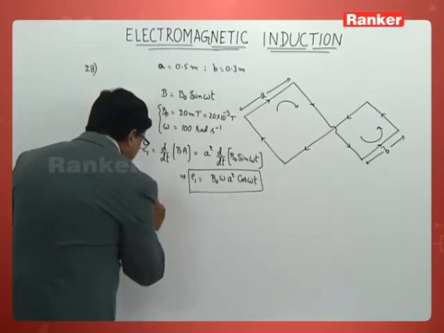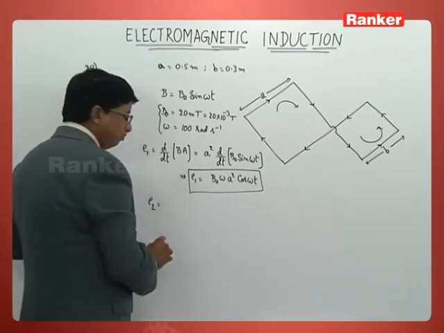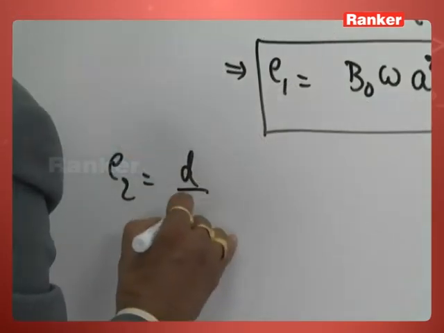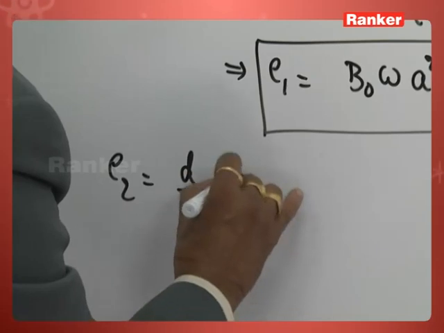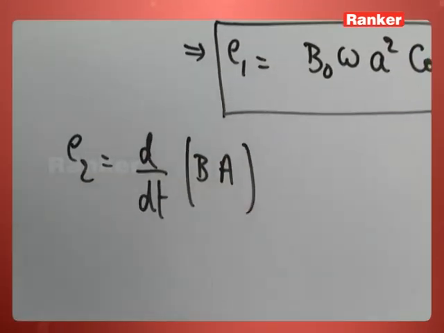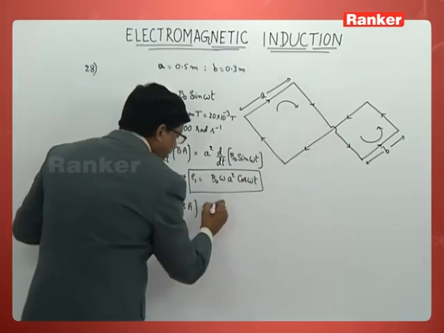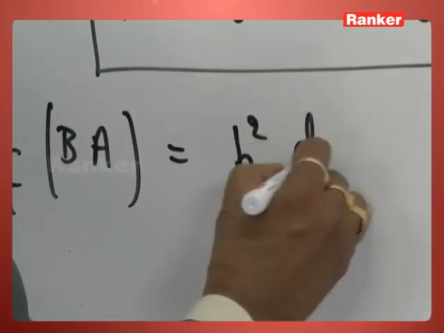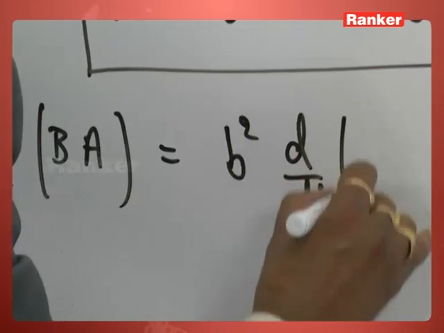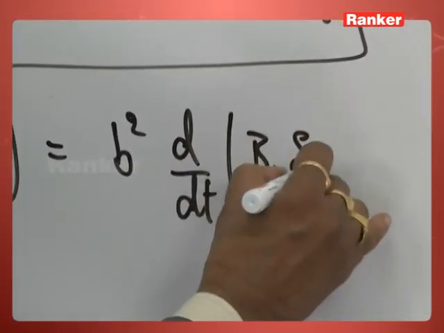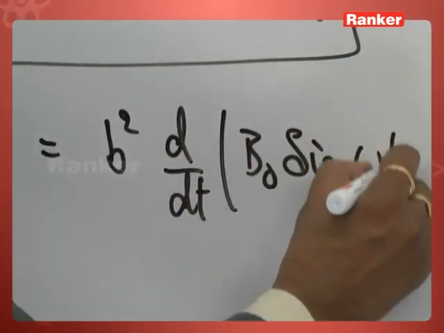Exactly in the same way, what will be E2 now? It's again the same formula, d by dt of BA. This time the area is B square. So I can write B square, once again d by dt of B naught sin omega t.